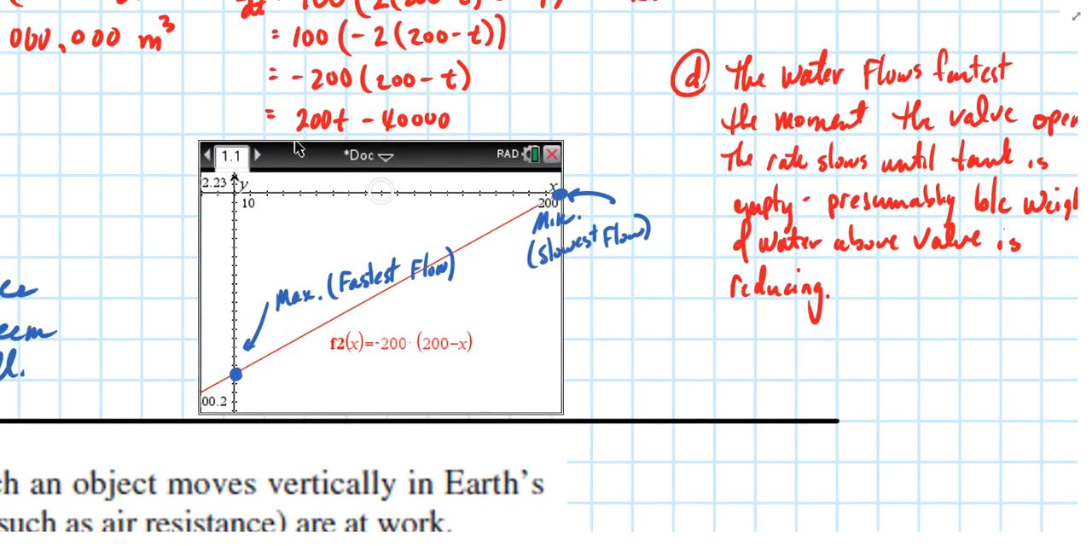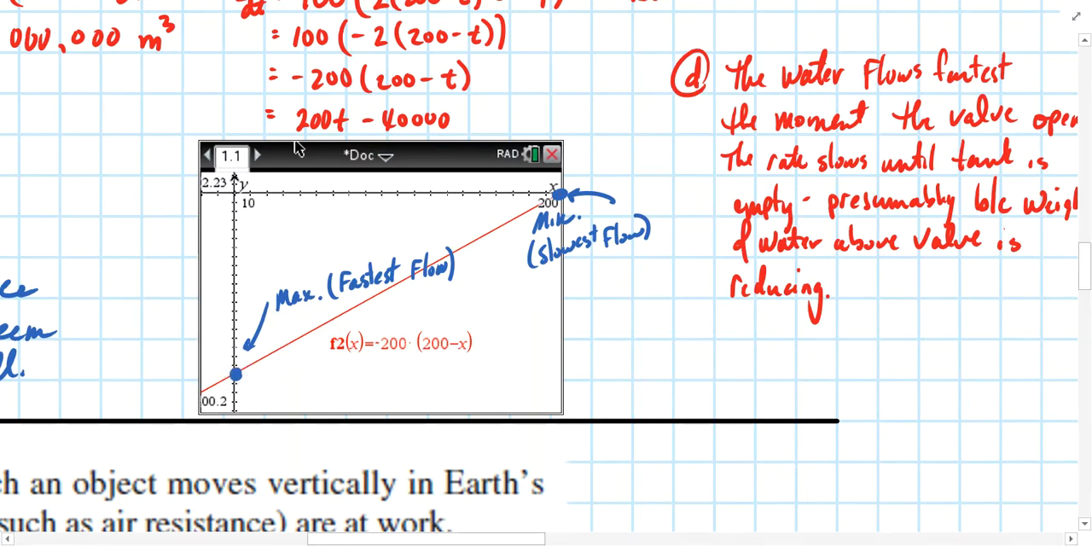Now this particular function is defined for t values less than 0 and greater than 200, but we're not really interested in those because we know at time 0 the drain valve is open, and at time 200 the tank is empty. So the fastest rate of flow can be confirmed 2 ways. Number one, it's the quote largest value on the derivative graph, and I'm saying largest because it's the farthest from 0.